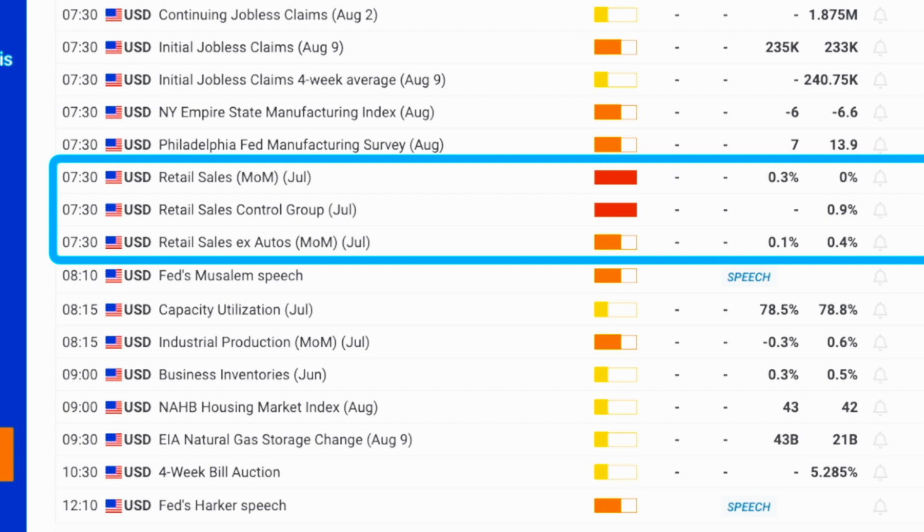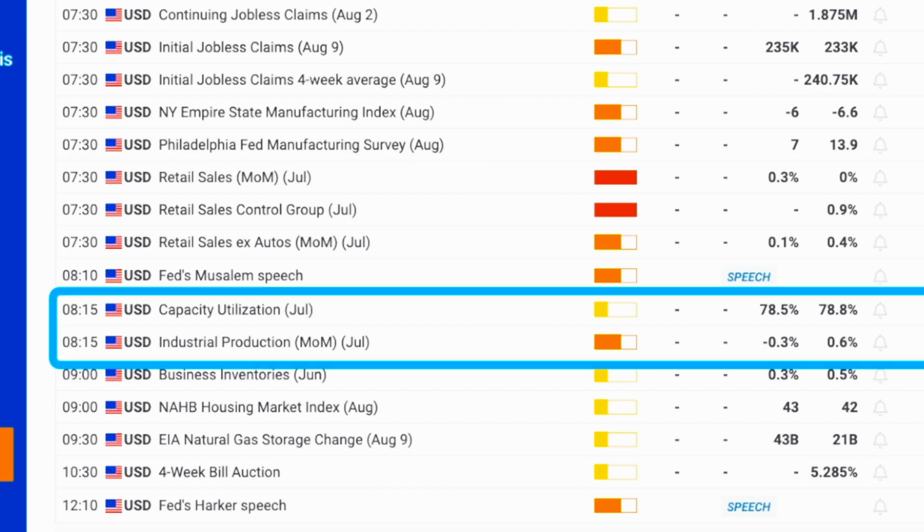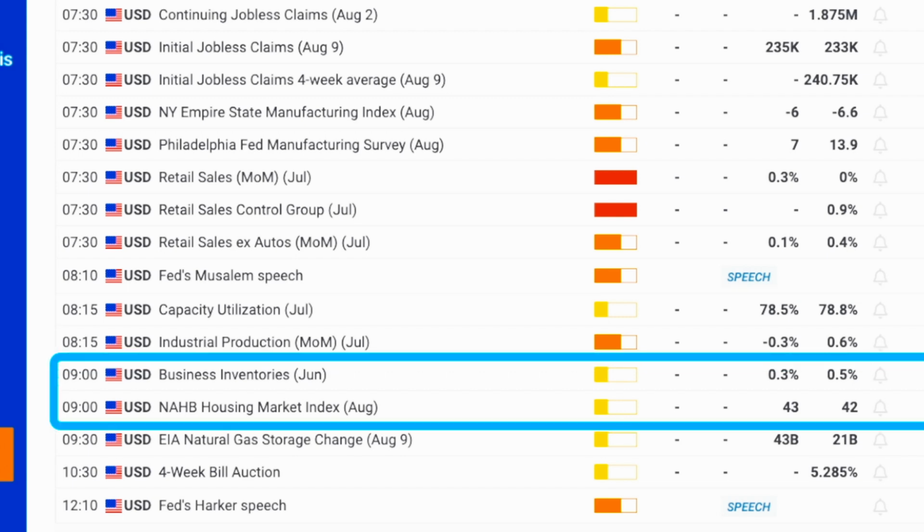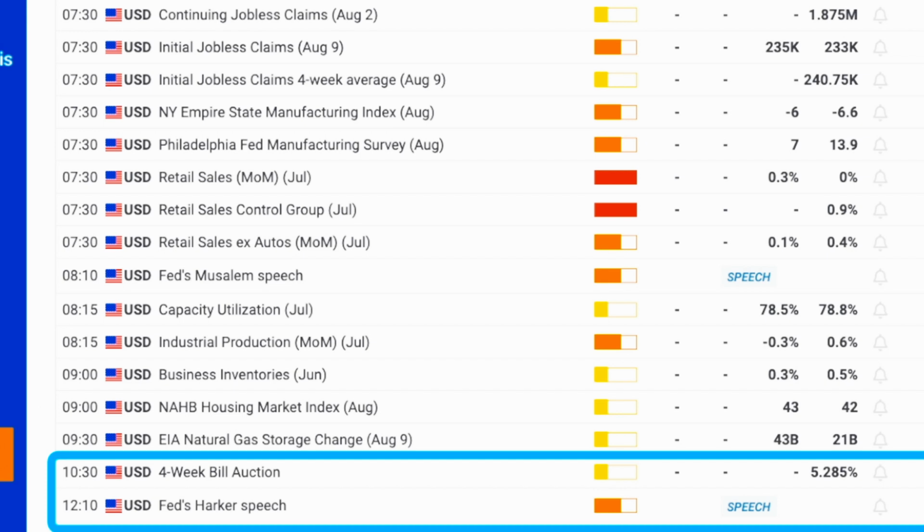And finally, we have retail sales for the month of July. At 8:15, we have capacity utilization and industrial production for the month of July. At 9 o'clock, we have some housing news and business inventories. And at 10:30 and 12:10, we have the 4-week bill auction, and we have a Fed hawk speaking.